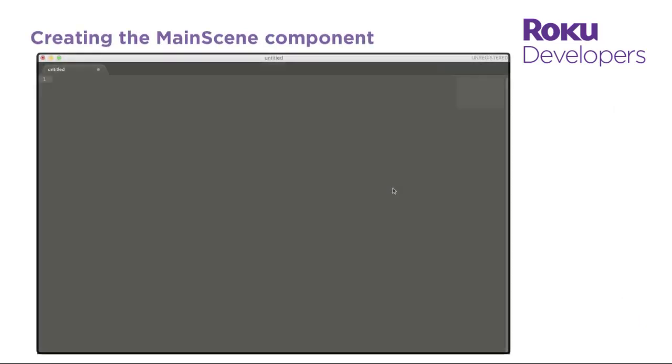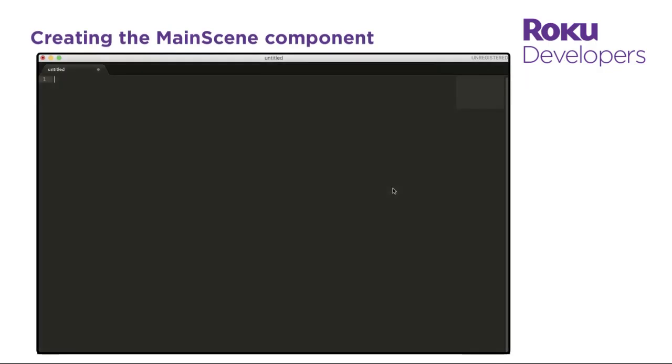To create the screen and main scene, open a new file in your text editor or IDE and create a component named MainScene that extends the scene component. Let's add a script element that points to the corresponding MainScene BrightScript file, which we'll create in the next step. The MainScene BrightScript file will serve as the main entry point to our channel scene.